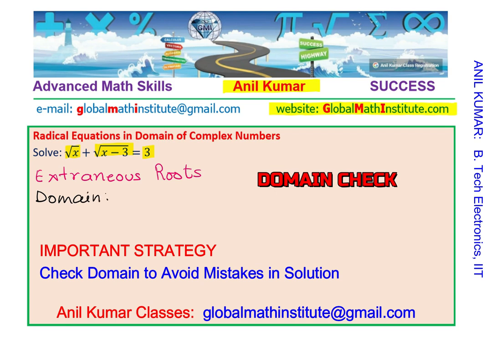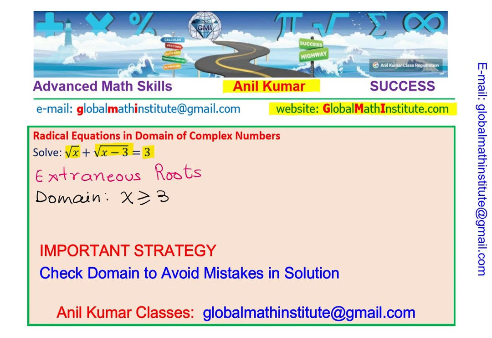So what is the domain of this function? Square root x should be greater than or equal to 0, and for square root x minus 3, x has to be greater than or equal to 3. So remember, the domain is that x should be greater than or equal to 3. So any solution which is less than 3 will result into extraneous roots. I hope that part is clear, right? So this is the first thing.